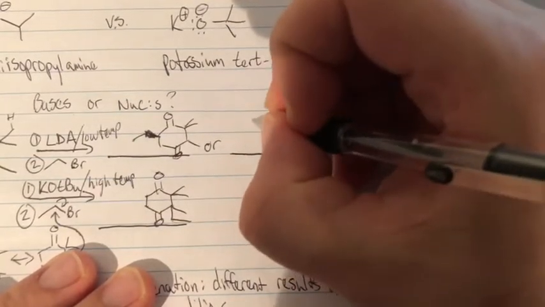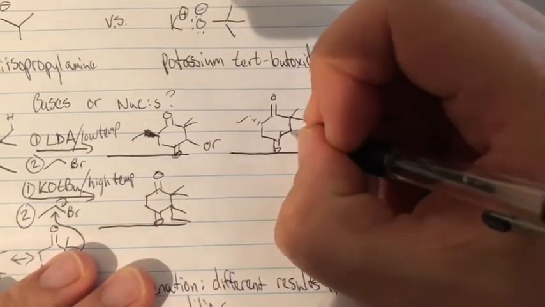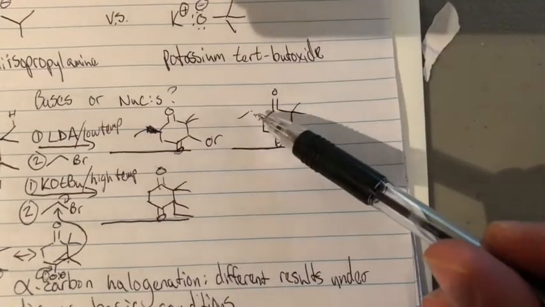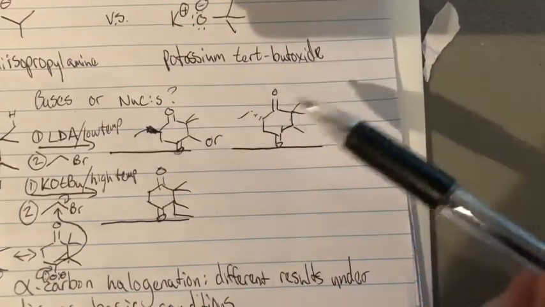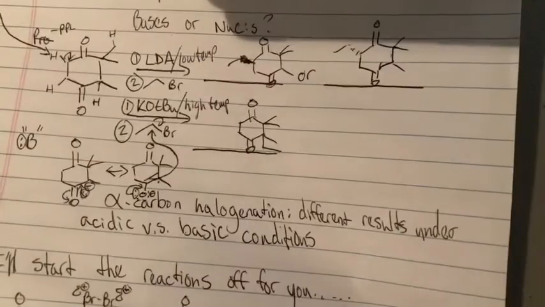Okay, and then the other one is going to go into the plane of the page. All right. So in other words, you should pay attention to the R and S. So this should be a racemic mixture.